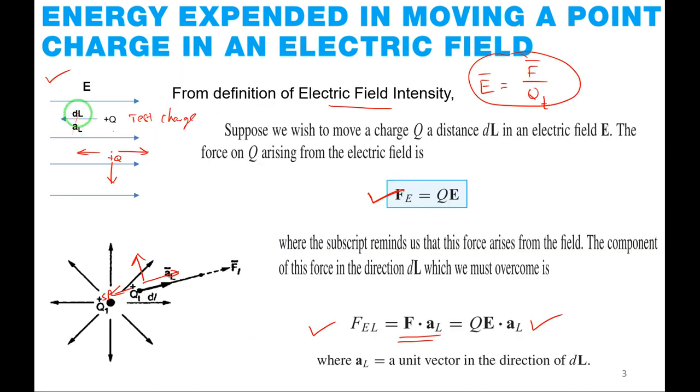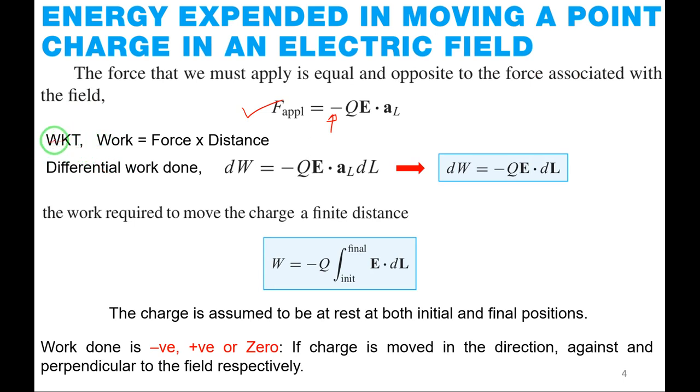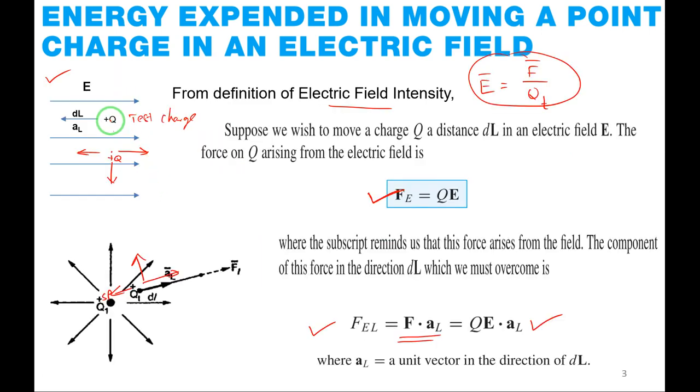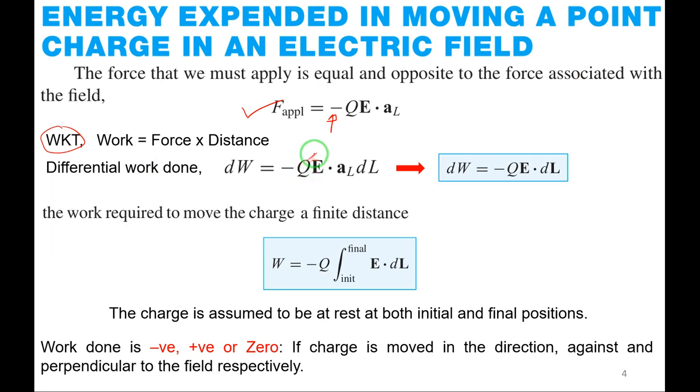Then, since we are moving the charge either in the direction of the field, against it, or perpendicular, we know that the work done is defined by force into displacement, force into distance, right? So in order to move the charge by a small distance dl, the differential amount of work done, dW, is equal to force into distance. What is the force? The force applied, minus QE into al, multiplied by dl, which is the distance. Yes, dW is the differential amount of work done.